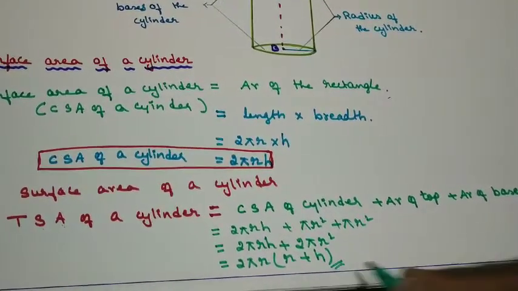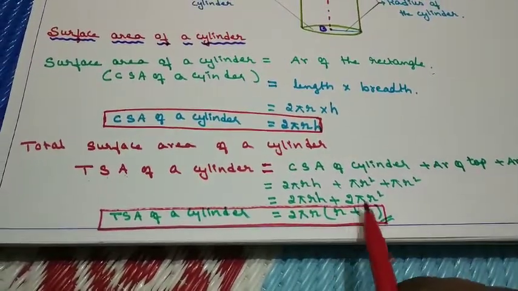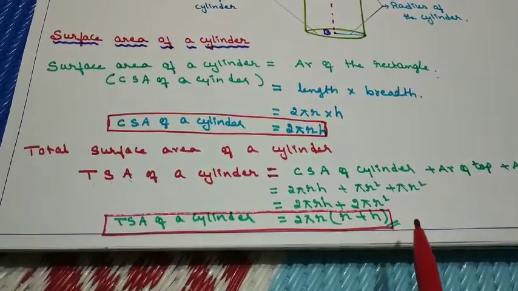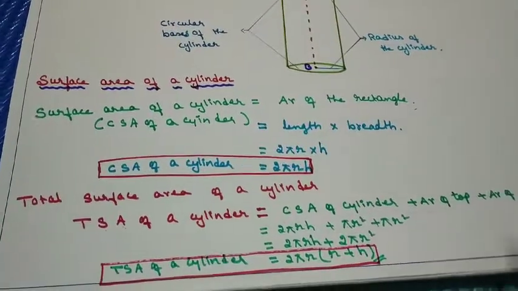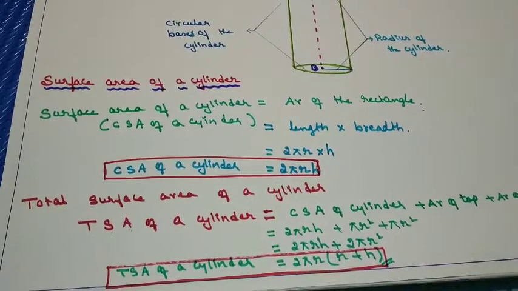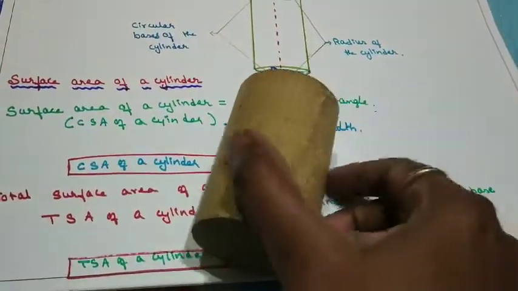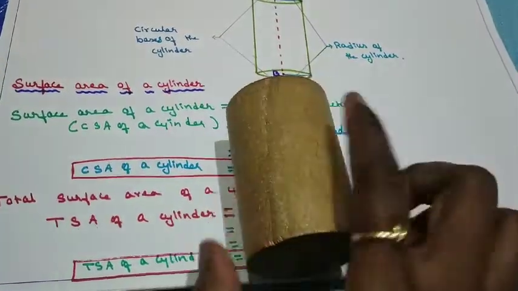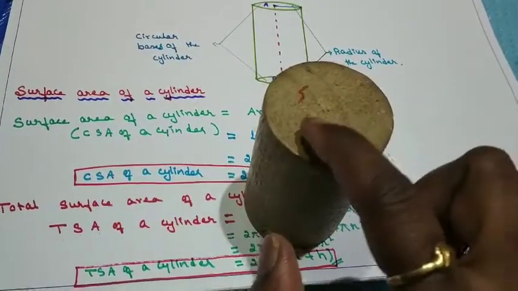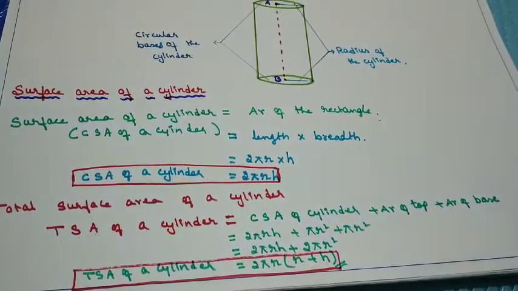So the TSA of cylinder is 2 pi r h plus 2 pi r square, which is nothing but 2 pi r into r plus h. So CSA of cylinder is 2 pi r h and TSA of cylinder is 2 pi r into r plus h. If they ask what is the TSA of a solid cylinder, then the TSA of a solid cylinder is CSA of cylinder plus area of top and area of bottom, which is nothing but 2 pi r into r plus h.